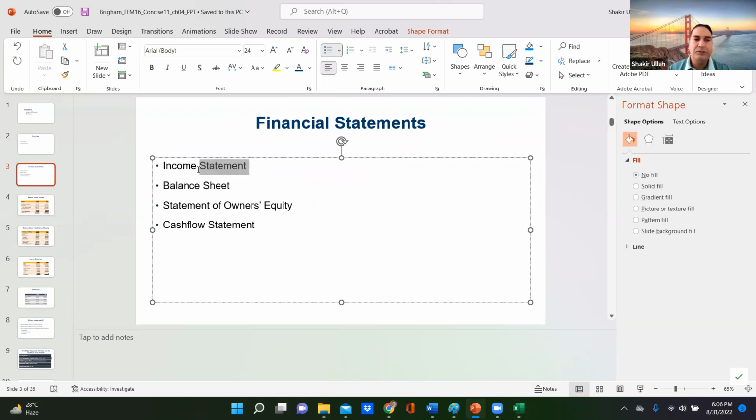The first one that we normally talk about is the income statement. So can somebody tell me what we record on the income statement?